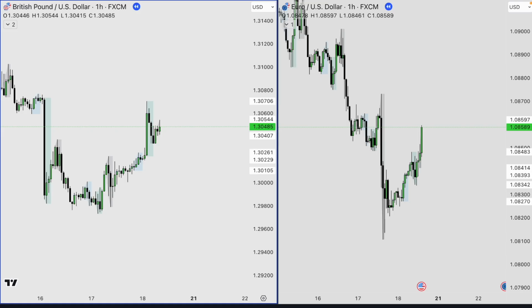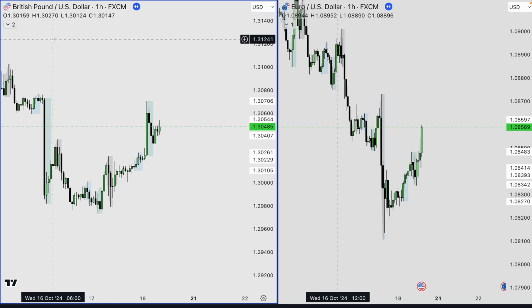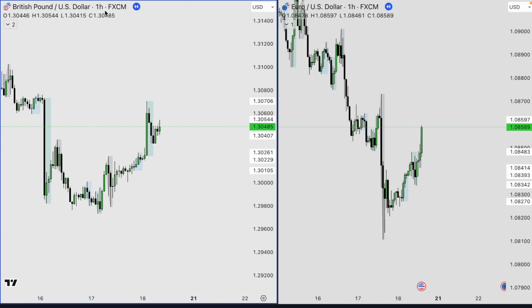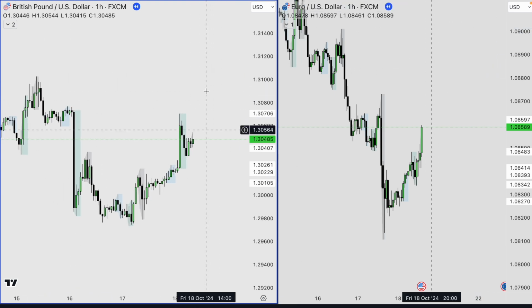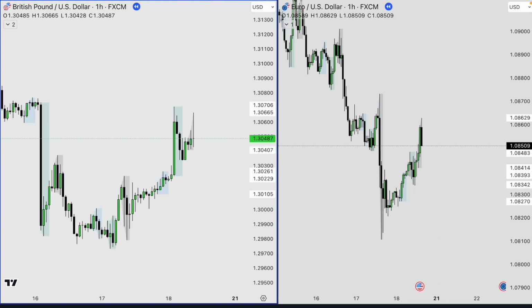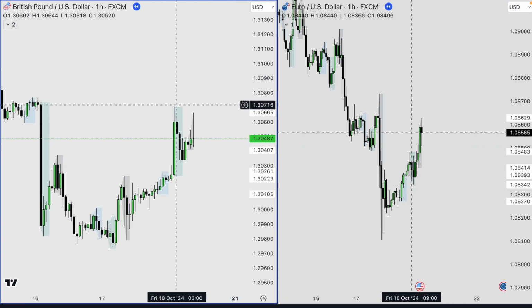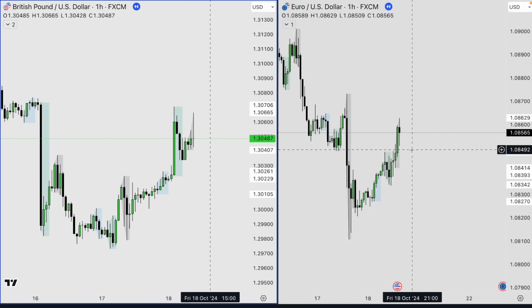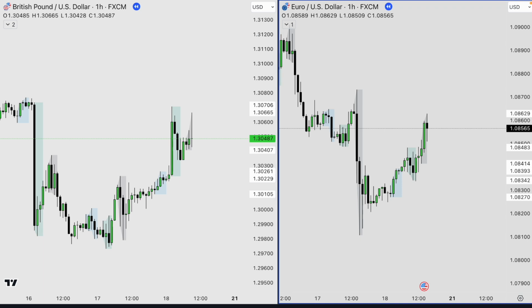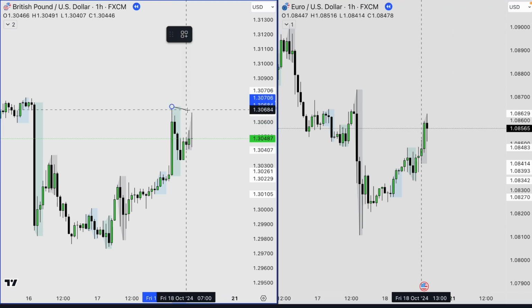Here we have an example of SMT divergence. On the left, we have GBP USD on the 1 hour time frame. On the right, we have Euro USD on the 1 hour time frame. Now, if you play price forward by one candle, you can see that on GU, we have a lower high, but on EU, we have a higher high. Let me zoom in so that you can see it clearly. There we have a lower high.